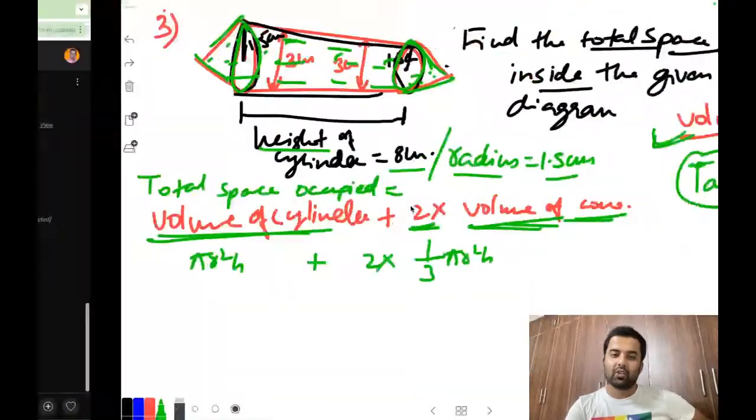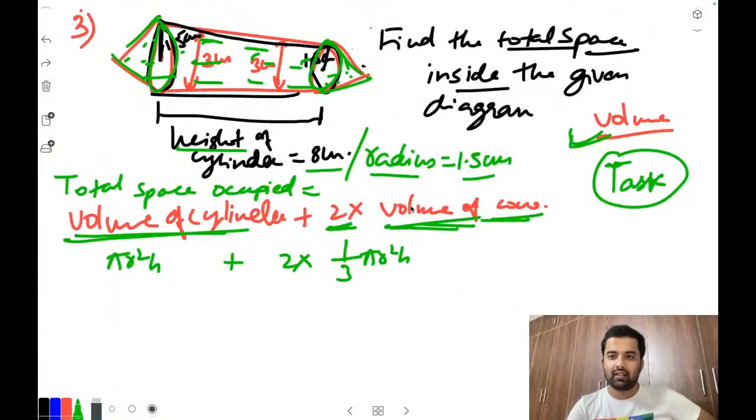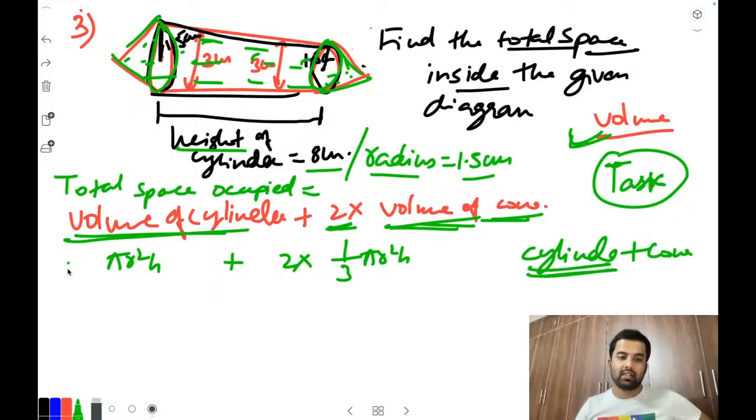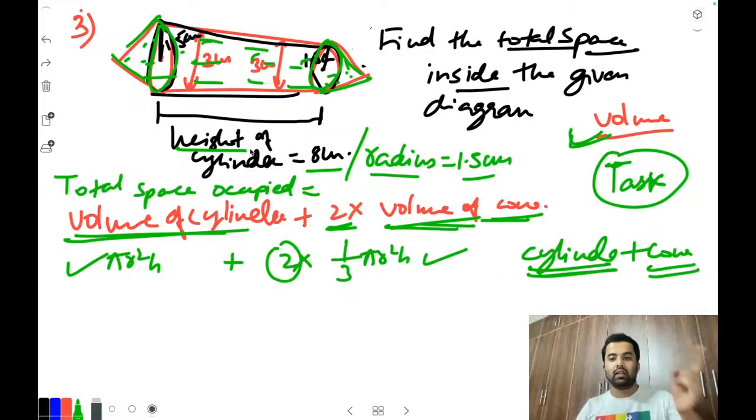4/3 πr³ is the sphere shape. Here we have two shapes. The first shape is a cylinder. The second shape is what? Cone. For the volume of the cylinder, this is the formula. For the volume of the cone, this is the formula. And we multiply by 2 because we have two cones here. The first cone is here, the second cone is here.